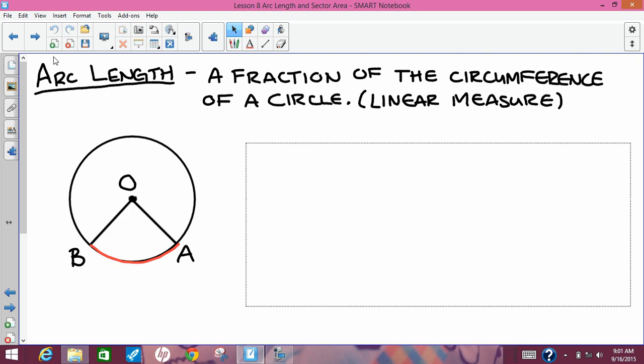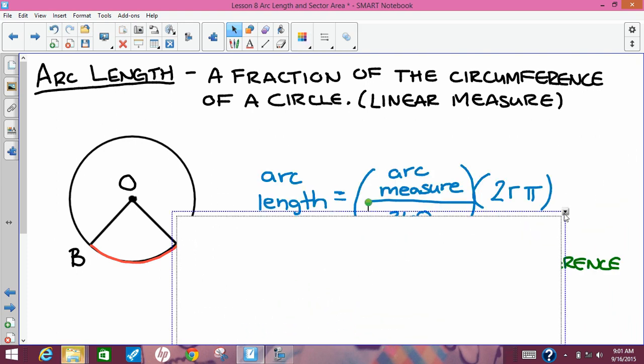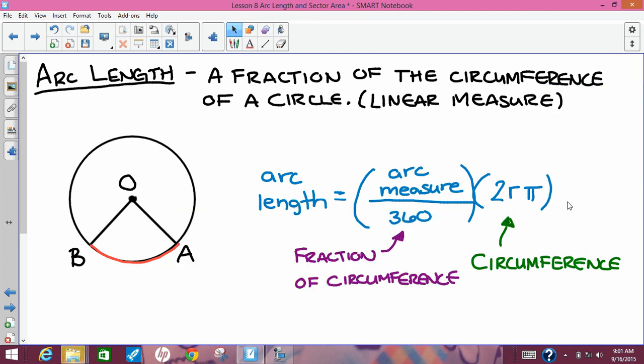The circumference of a circle always is some sort of linear measure, and what I mean by that is if we could cut the circle and lay it out flat, we could measure it with a ruler. So we would measure it in inches or centimeters or feet or miles or meters. So the length of an arc is actually a piece of that entire circumference. So we have a formula that we can use to find the length of an arc, and it's really just the circumference formula multiplied by some fraction of the circumference.